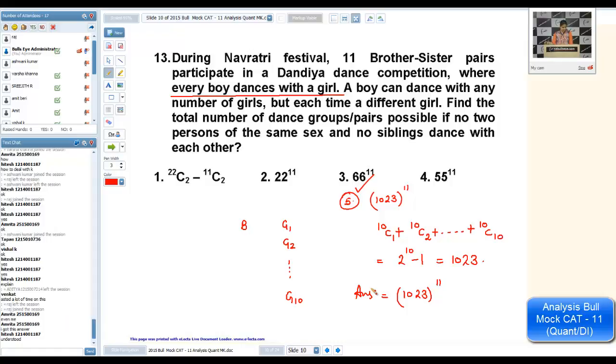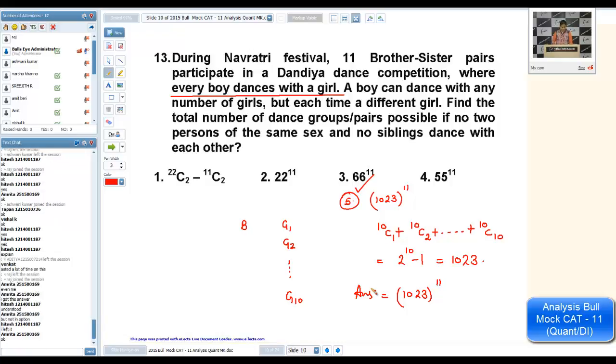Venkat and Amrita, whenever you are not able to find any answer, it happens in CAT as well, leave that question. Don't be emotional for every question. Still any problem in this? Okay. Varsha, any problem in this question?